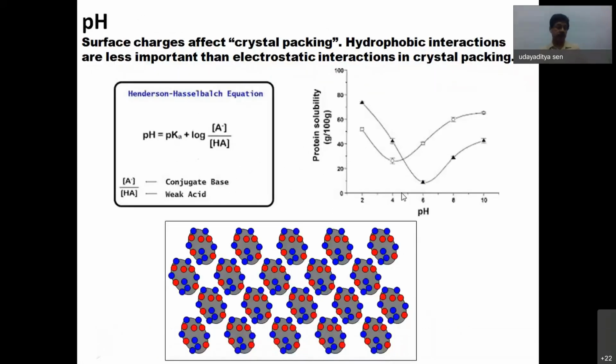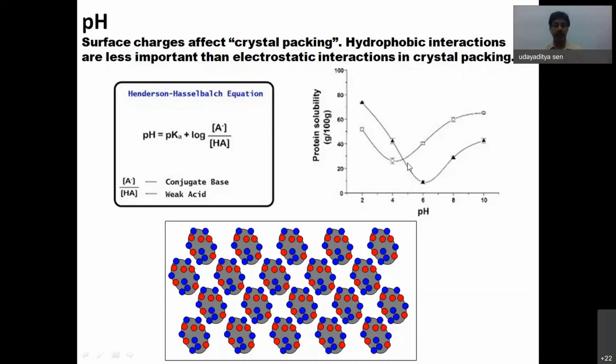Another variable in protein crystallization is pH. Probably you are familiar with the term pI. pI means a particular pH where the net charge of the protein is 0. So at the pI the net charge is 0, but the total charge is not 0. If you move to either side of the pI, on this side the protein will be negatively charged, and on this side the protein will be positively charged. So if you are away from the pI, the protein will be charged.